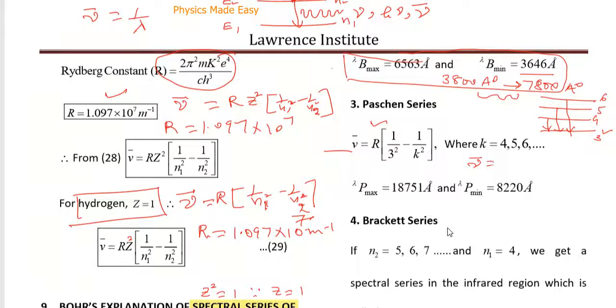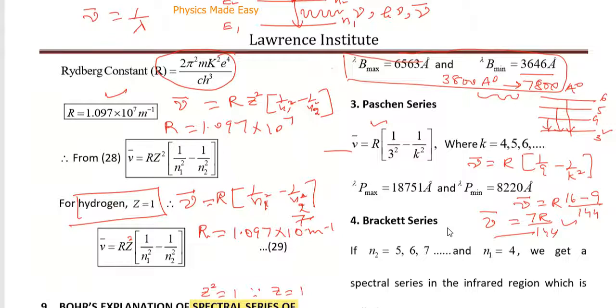Nu bar is equal to R into 1 by 9 minus 1 by k square. Now we will put k equal to 4. It will be 1 by 16. So 1 by 9 minus 1 by 16, the common denominator is 144, and this is 16 minus 9. So the wave number can be calculated just like this. It will be 7R by 144. This will be the maximum value.